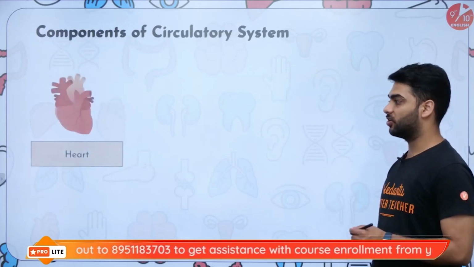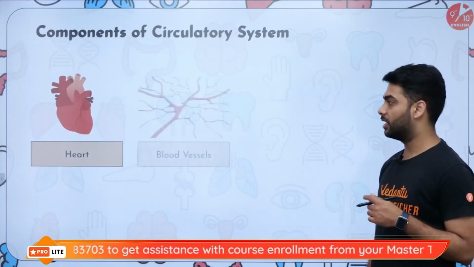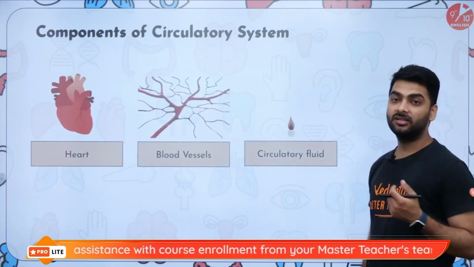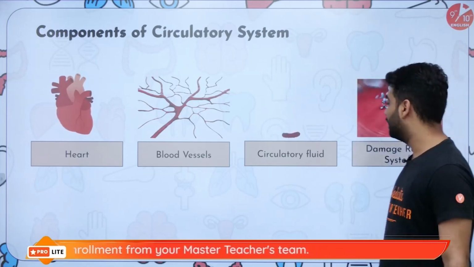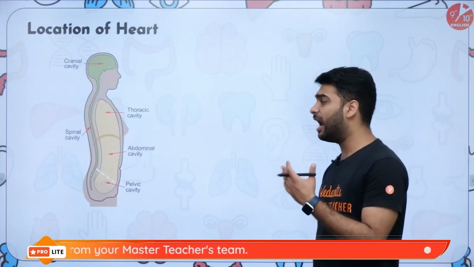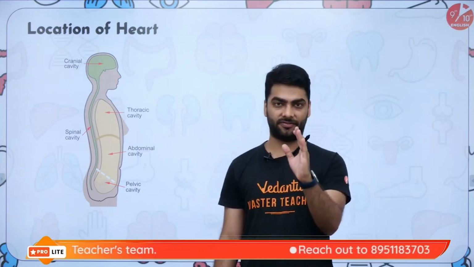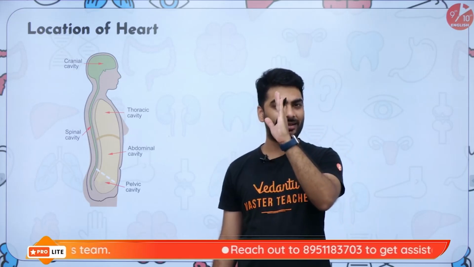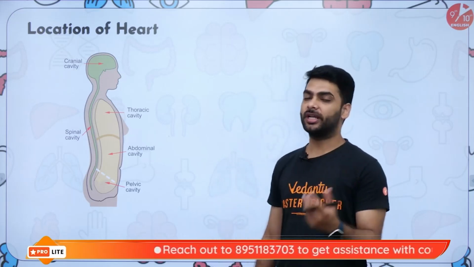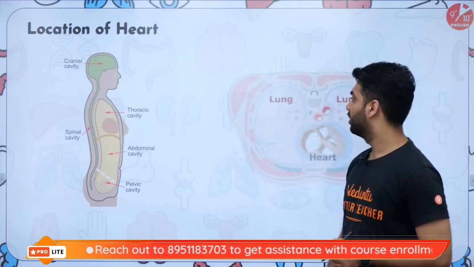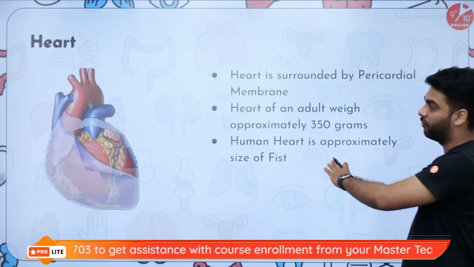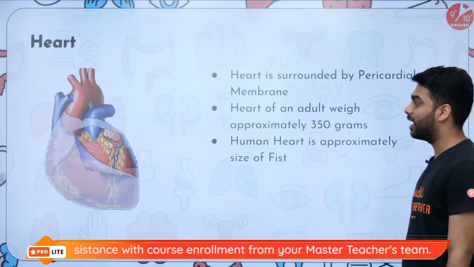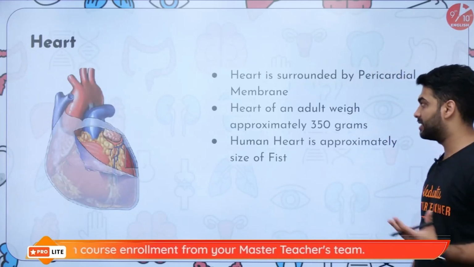The components of the circulatory system are the pumping organ, the heart, the blood vessels and the circulatory fluid, that is blood and lymph. Right? Then the heart is located at the center of your chest, slightly tilted towards the left. The heart is not on the left, it is slightly tilted towards the left, protected by the rib cage. Both your lungs are here and the heart is located over here. It is surrounded by the pericardial membrane which protects the heart.